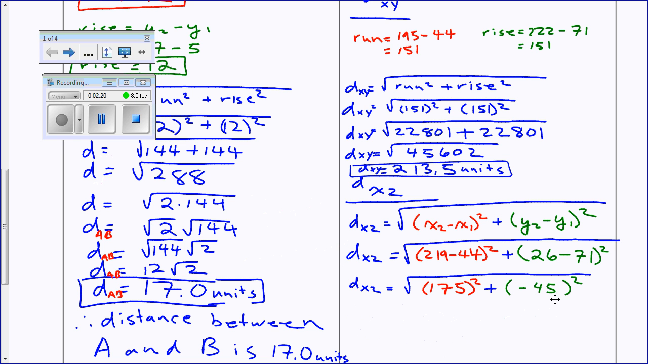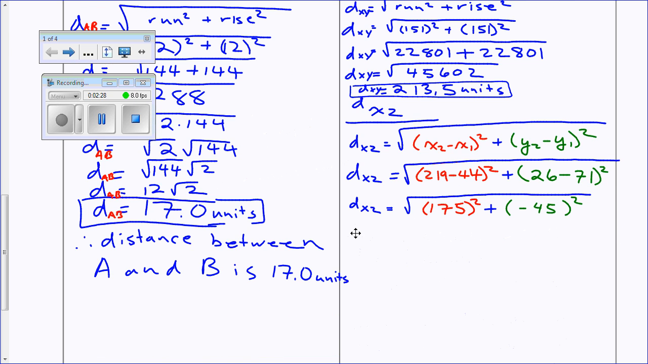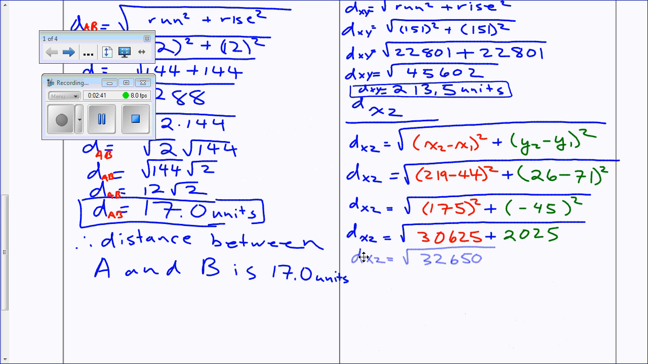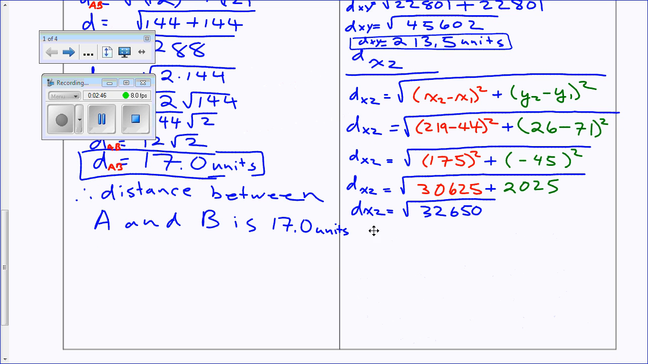And you'll notice you've got negative 45 squared here. And you have 175 squared. When you go and calculate the square of those, you'll always get positive numbers for each one. So you get positive 30,625 plus 2,025. And we continue by bringing our numbers together. And now we just take the square root of this part to get a number to 1 decimal place. And we end up with D of XZ is equal to 180.7 units.